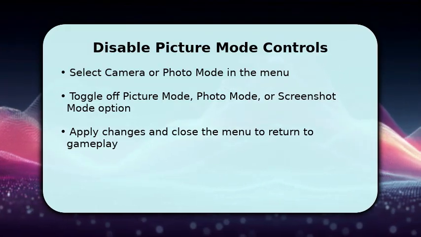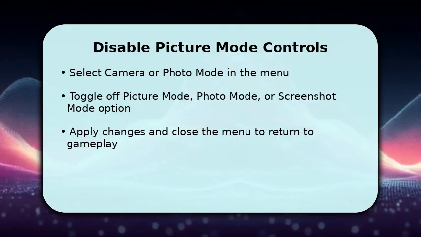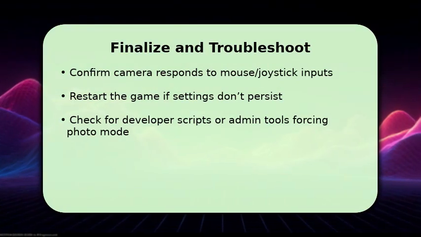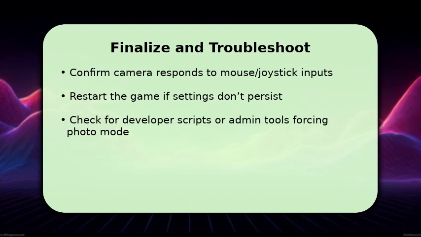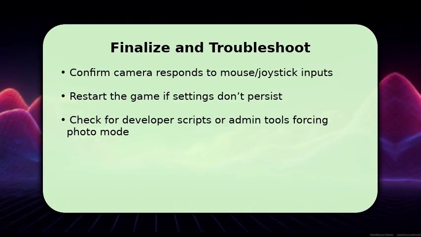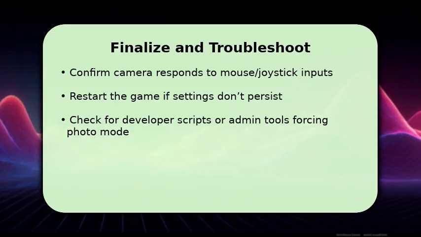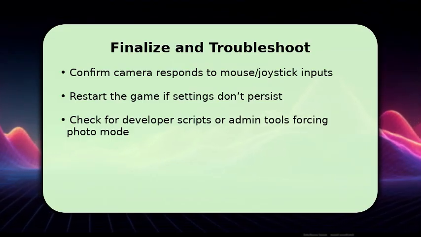If controls feel strange afterward, move the mouse or use WASD to verify. Finish by testing the camera and player controls. Attempt to look around and move, you should no longer be confined to fixed photo angles. If picture mode persists, quit and relaunch Roblox to ensure settings reload correctly. Make sure no admin commands, game developer scripts, or third-party camera tools are re-enabling photo mode, disable or remove them.